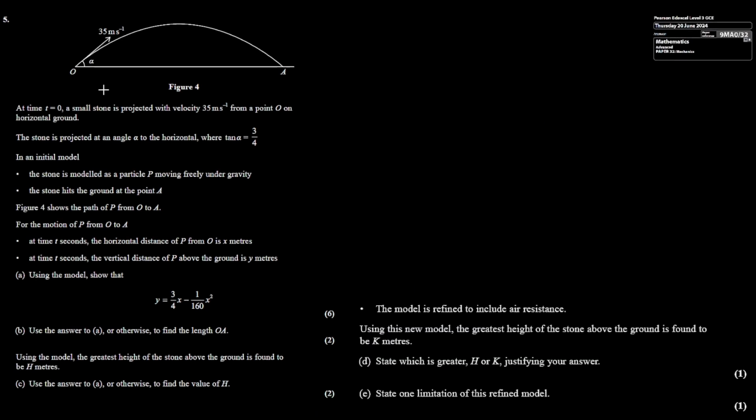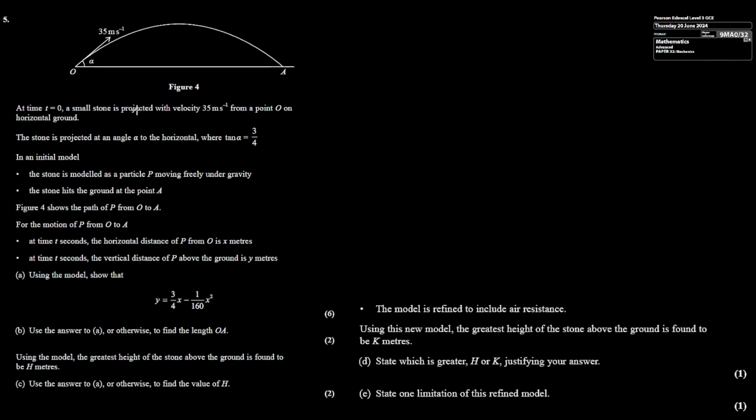Projectiles problem. A stone is projected with an initial speed of 35 from point O on horizontal ground, at an angle of alpha. We're given alpha, and we're told that at time t, the horizontal distance from O is x, and at time t, the vertical distance is y. Using the model, prove this to be true. Okay, let's have a go at that.